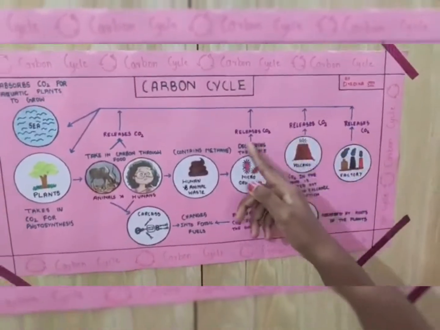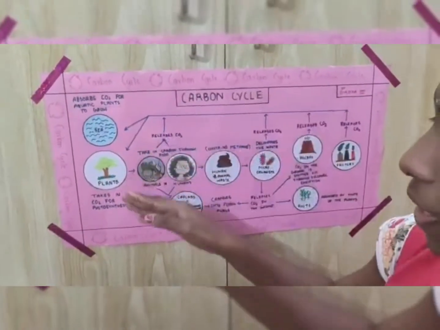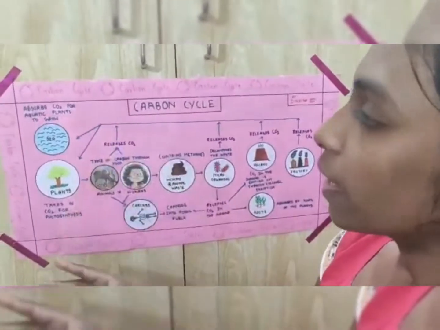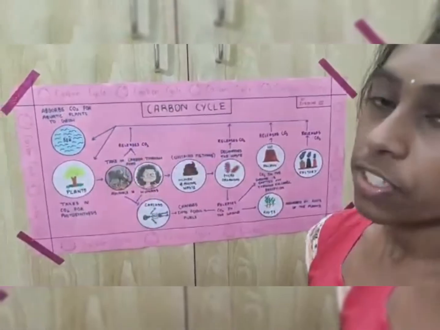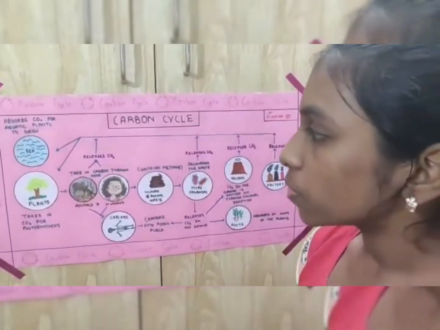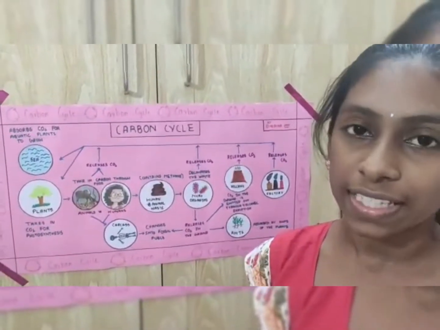Now, this released carbon dioxide will again be taken in by plants. Even the sea absorbs CO2, because aquatic plants too need CO2 for their survival.